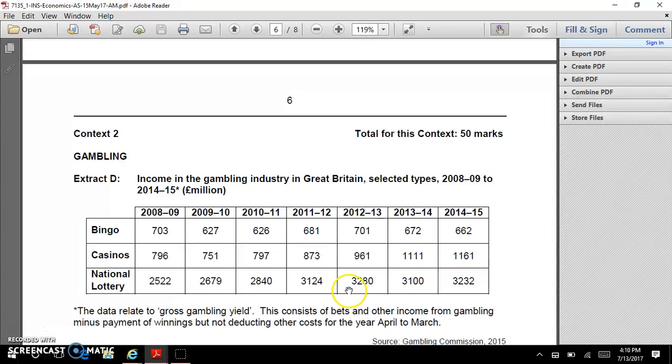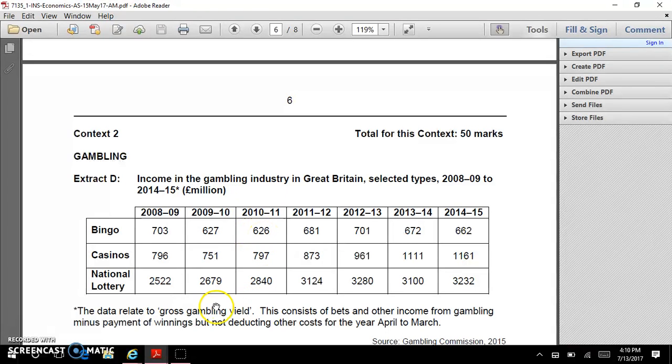Make sure you get all the data. So the variable, the date, and the value. Then your second comparison will be the lowest. So bingo was at its lowest in 2009, 2010 at 627 million. No, 2010, 2011 at 626 million, I should say.